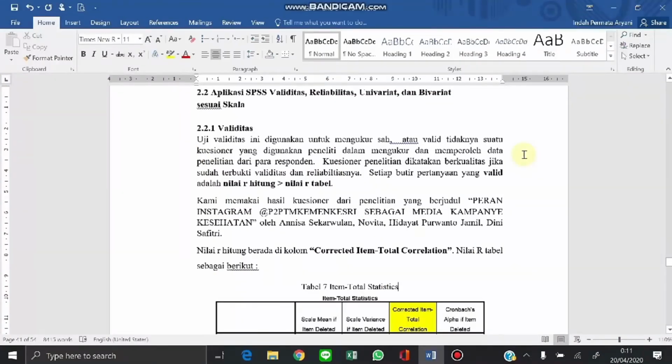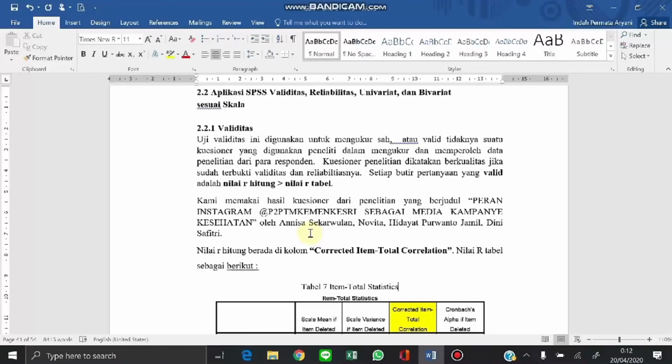Validity. This validity test is used to measure the validity of the questionnaire used by researchers in measuring and obtaining research data from respondents. The research questionnaire is said to be of quality if it has proven its validity and reliability. Each valid question has an R count value greater than the R table value.